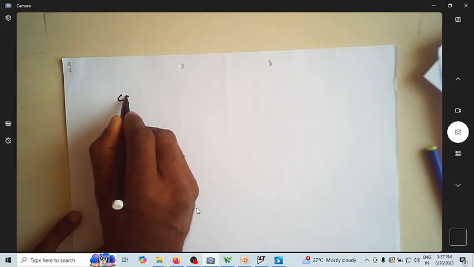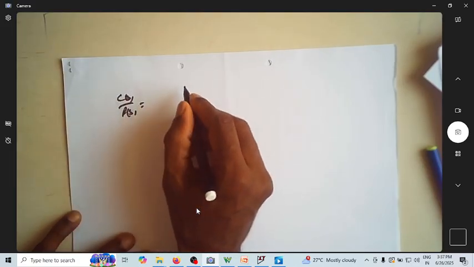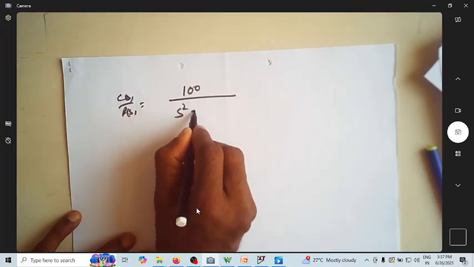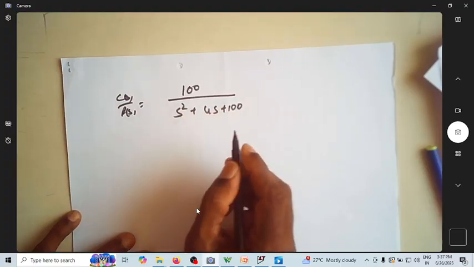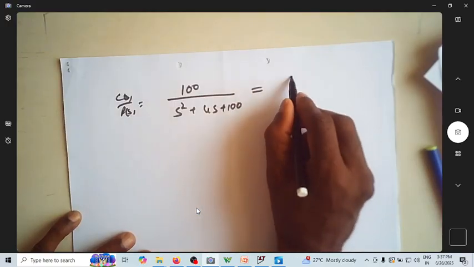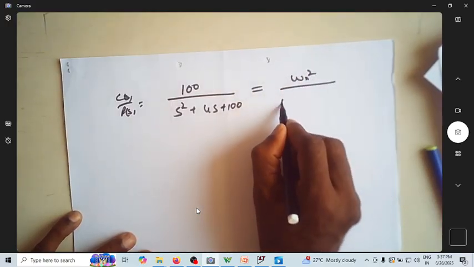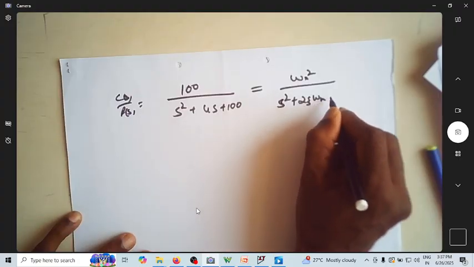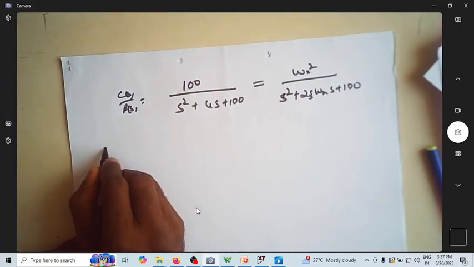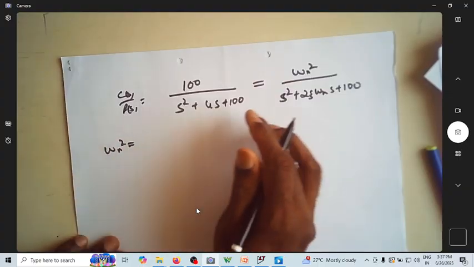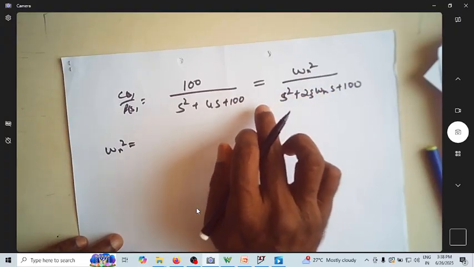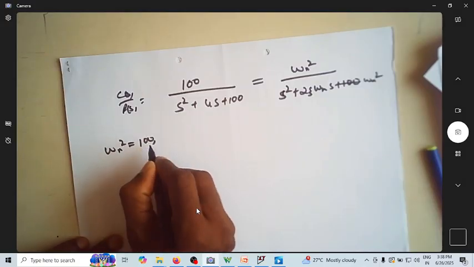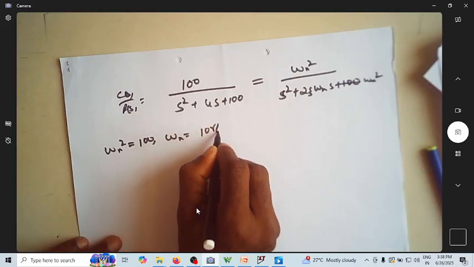Let me just consider C(s) by R(s) of a system as 100 by s square plus 4s plus 100. Equate this to the standard function, omega n square by s square plus 2 zeta omega n s plus omega n square. Equating the denominator coefficients, omega n square is 100, so omega n is equal to 10 radian per second.